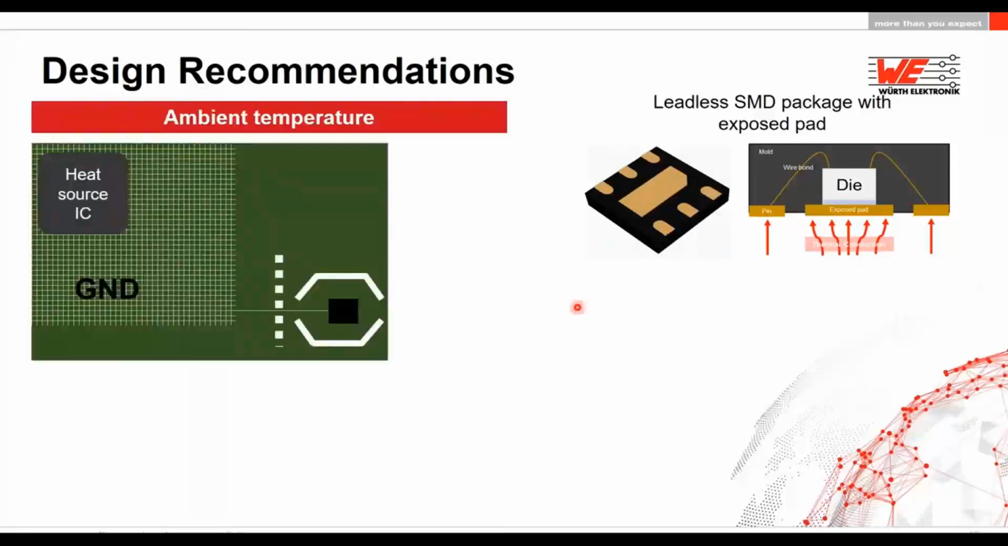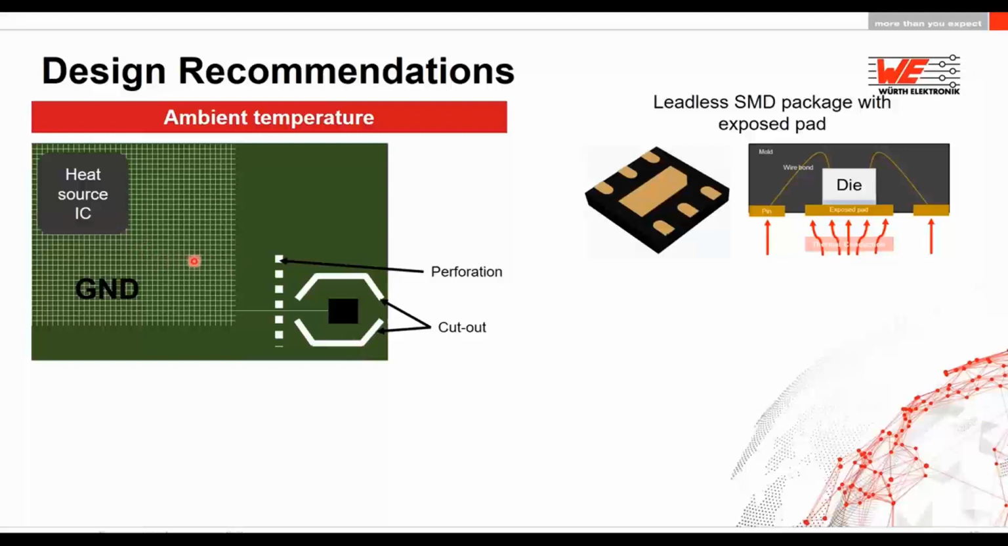So in the first example, if you want to measure the ambient temperature, the sensor placement is also key. For example, you need to place your heat source IC as far as possible from the sensor. Also, it can be realized from some perforation or an island cutout or some slits so that it has more airflow, so that air can flow easily to the sensor.